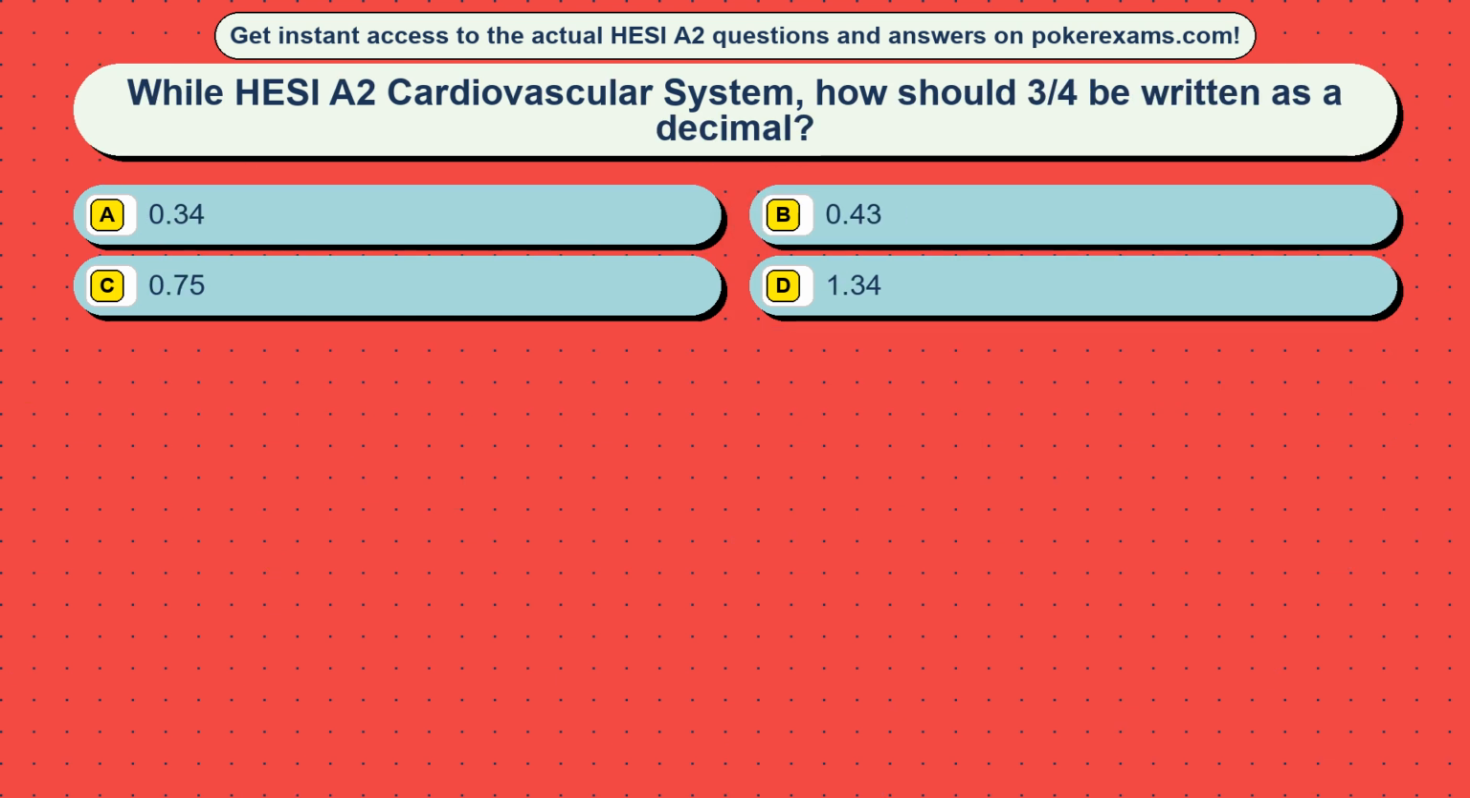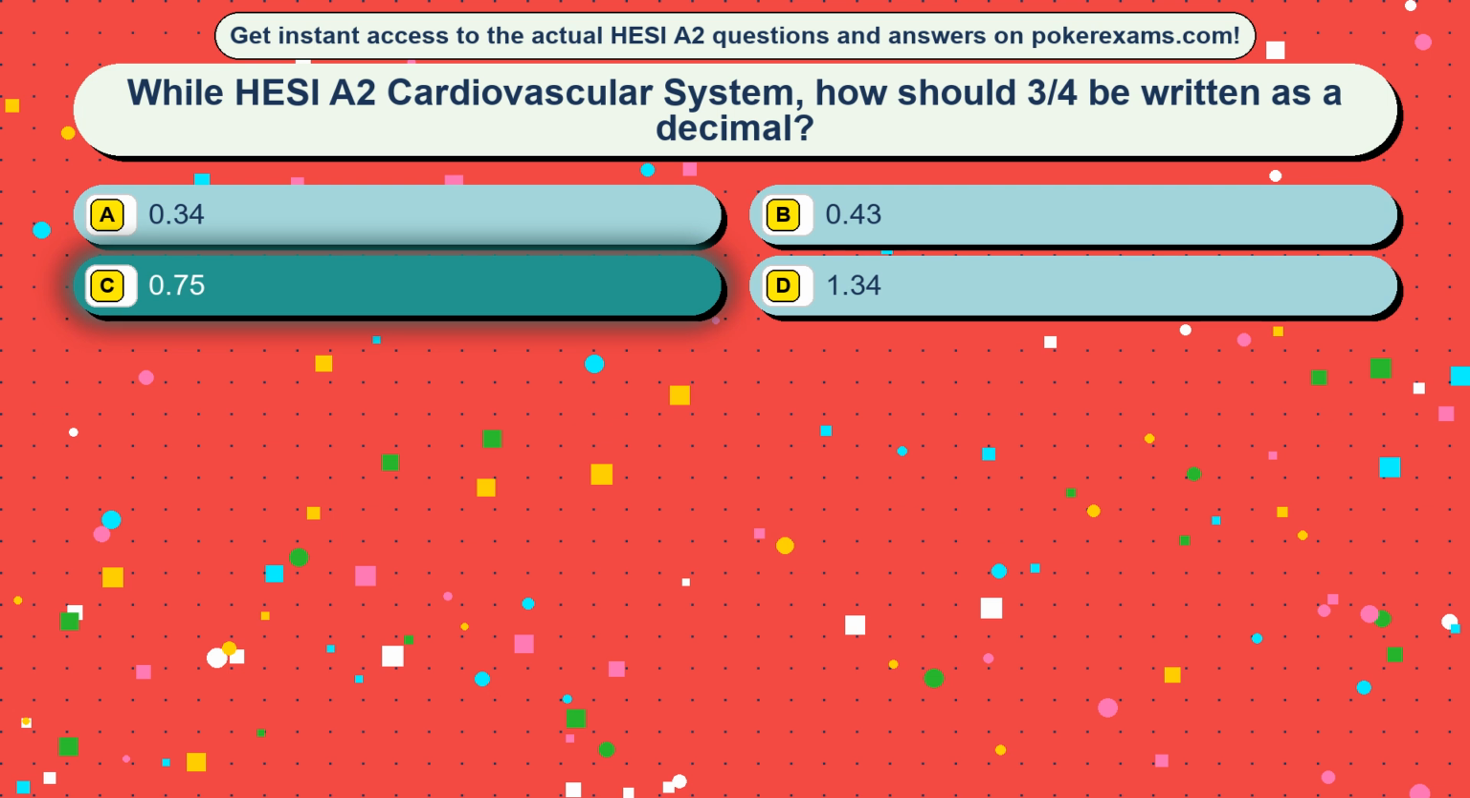Question 17. While HESI A2 cardiovascular system, how should 3/4 be written as a decimal? Option A, 0.34. Option B, 0.43. Option C, 0.75. Option D, 1.34. The correct answer is option C, 0.75.